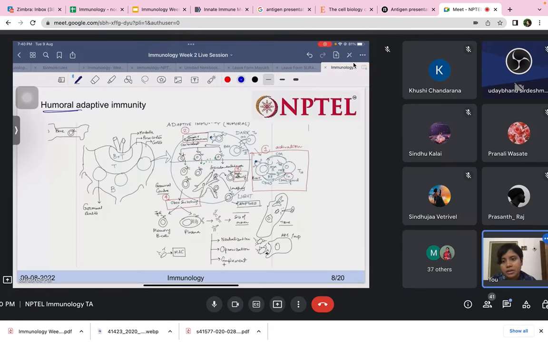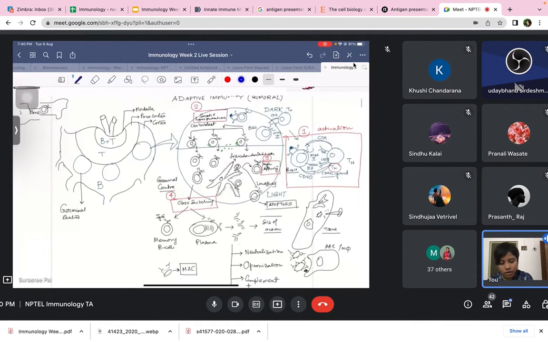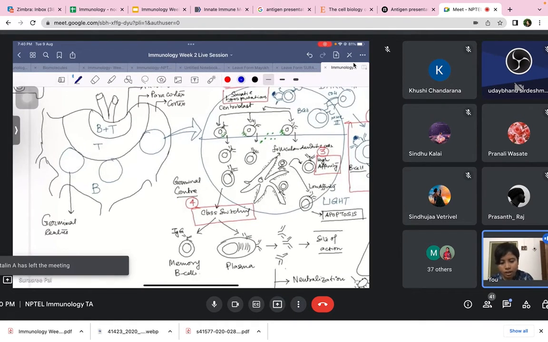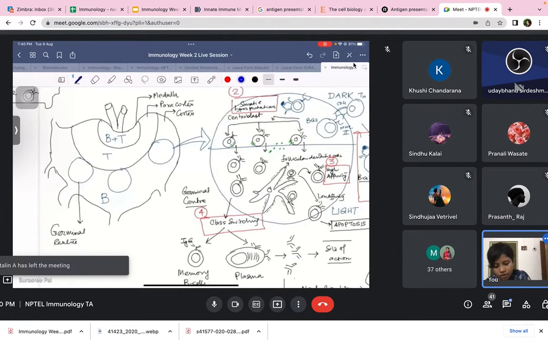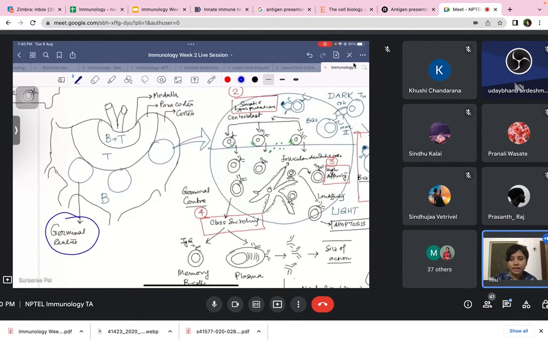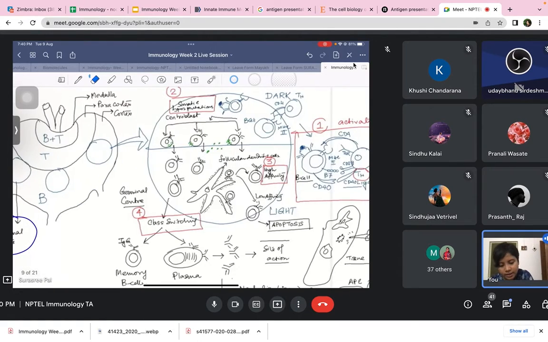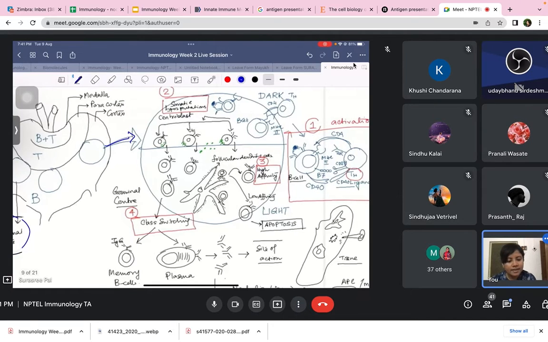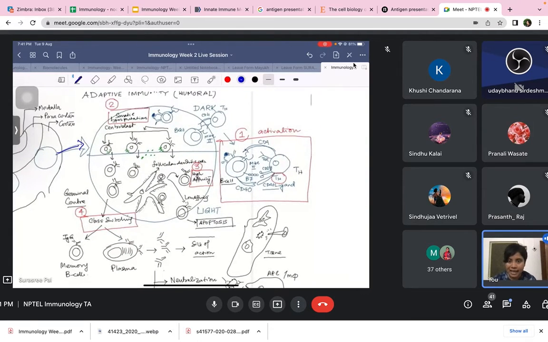Okay, so the humoral adaptive immunity is mediated by the B cells, right? And the B cells differentiate in the germinal centers. So this germinal center is zoomed here, you can see, and in this germinal center there is a dark zone and there is a light zone, where different types of B cell maturation processes take place.